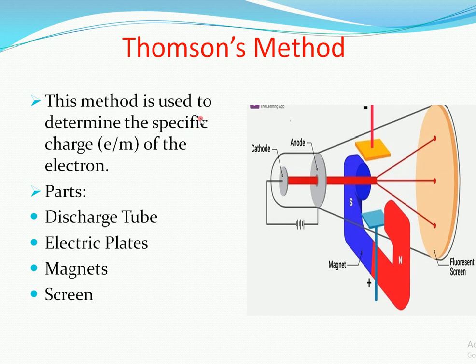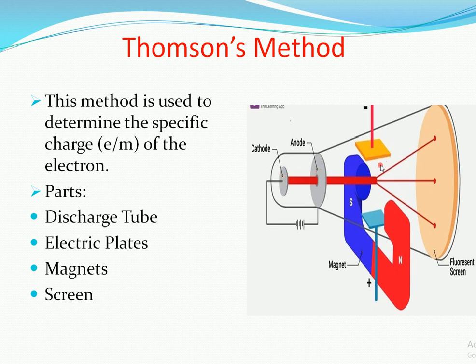This method is used to determine the specific charge, that is e/m of the electron, where e is the charge of the electron and m is the mass of the electron. The diagram consists of four important parts. The first is a discharge tube in which cathode and anode are present.